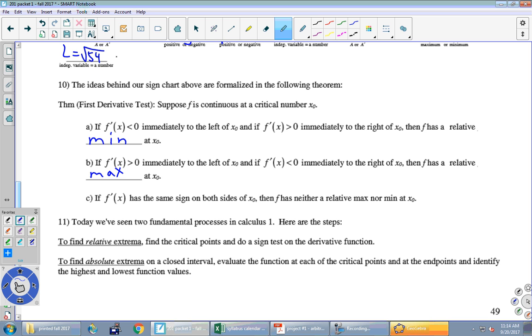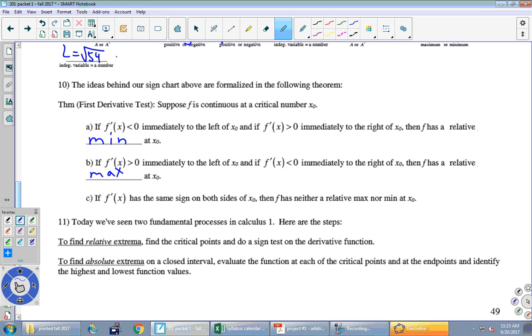And if f prime has the same sign on both sides, so for example, it's positive and then it's flat for a second because that's how we found the critical point in the beginning, and then it's positive again. So it goes uphill and then briefly horizontal and then uphill again. Is that a max or min or neither? It is neither. And likewise, if it was decreasing and then decreasing again, it would be neither. So that's what it says there. F has neither a relative max or min. You could visualize x cubed. It's like the standard example, right? It goes up, goes through the origin, briefly horizontal, and then continues going up.